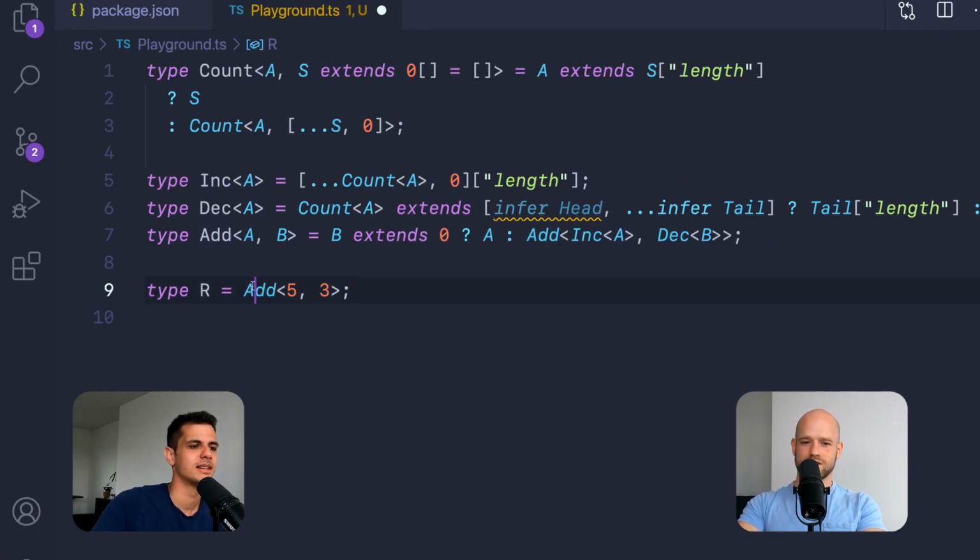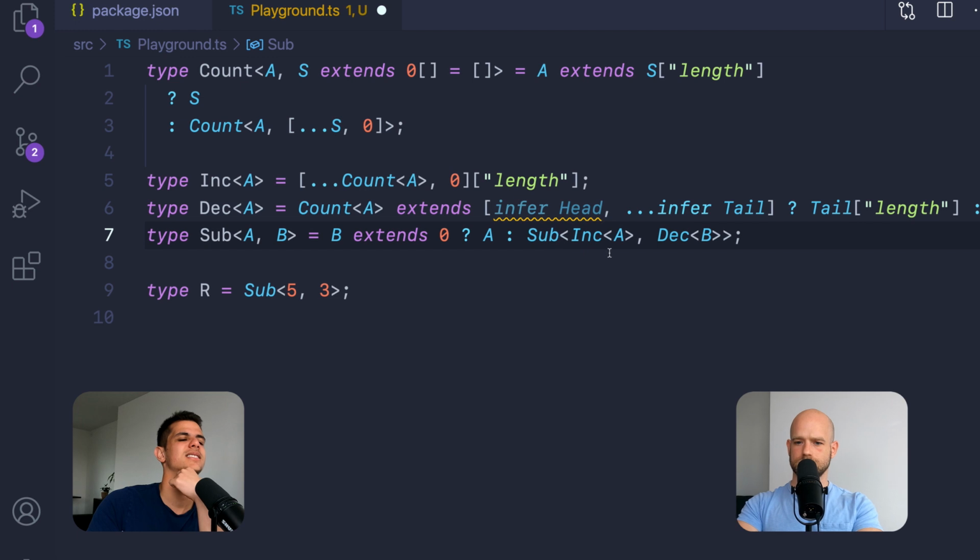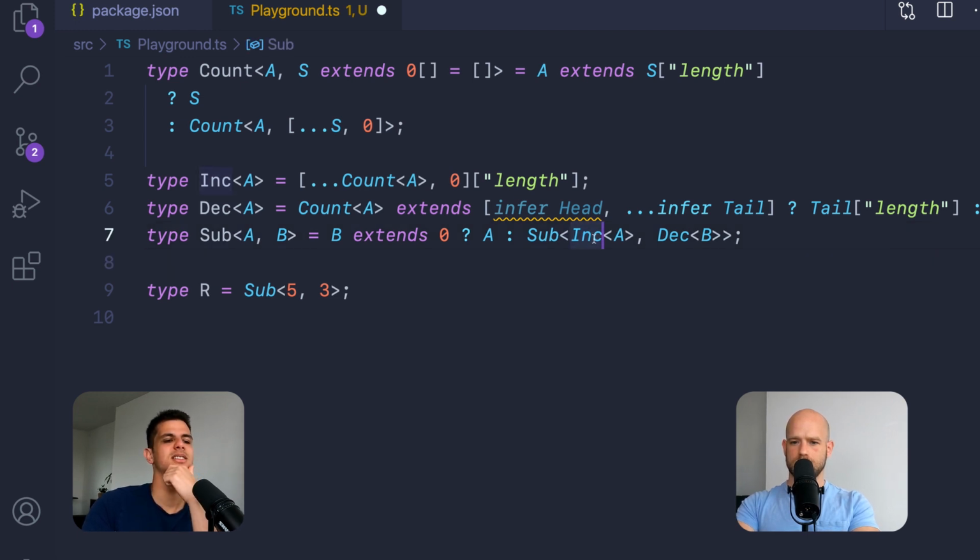So let's do subtraction. That's the right mentality. I think subtraction should be pretty similar, right? Except we increment B and decrement A maybe? So we decrement A.